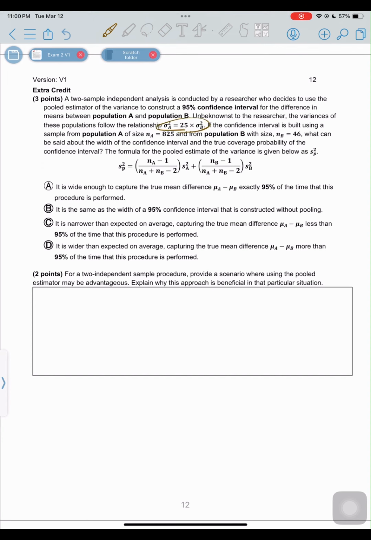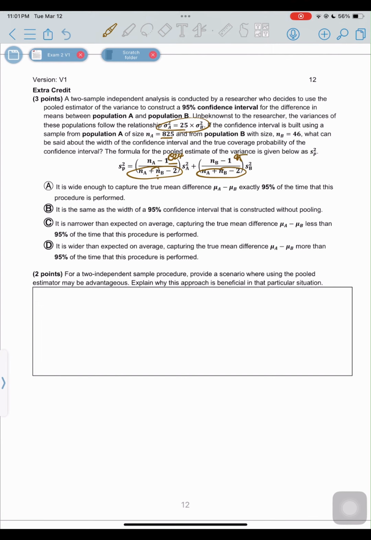And then if the confidence interval is built using a sample from population A and from B, what can be said about the width of the confidence interval and the true coverage probability of the confidence interval? And the formula for the pooled estimator of the variance is given as S squared p. Okay, so if you look at it, NA plus NB minus 2 is all in the same terms, right? So you can ignore this value because we're dividing the same value anyway. So this is not the important part. NA value is 825, so this is 824 in here. And then NB becomes 45.